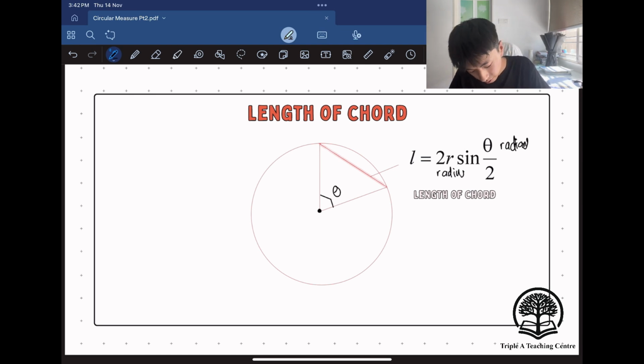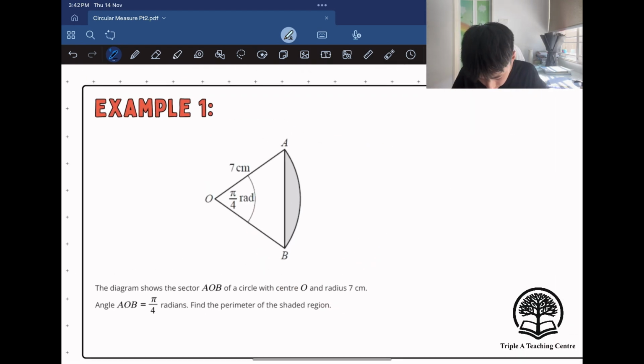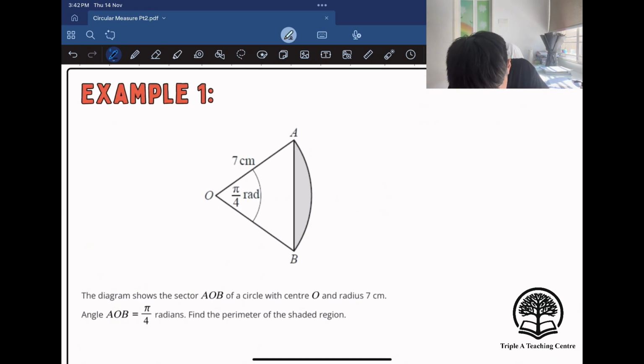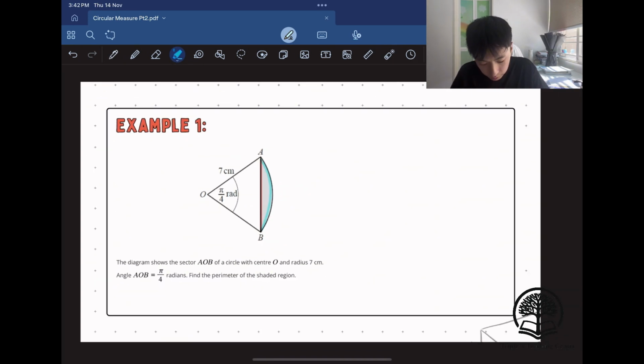Alright. So let's move on to some example questions. Example 1, find the perimeter of the shaded region. Okay, we can see that the shaded region is over here, right? This part over here. To find the perimeter, we have to add this straight line along with this curved arc outside. So how do we find the length of arc?